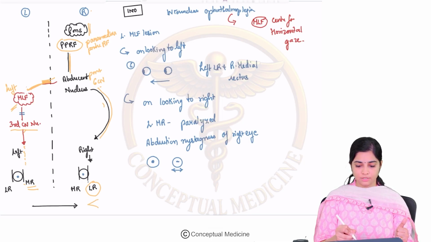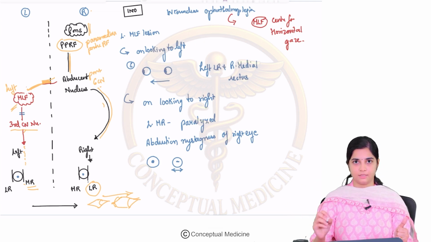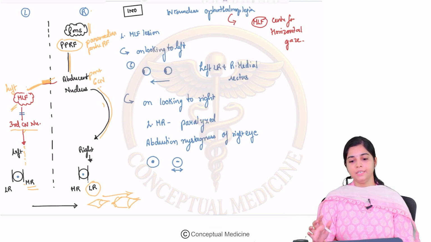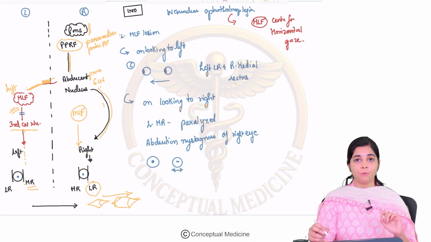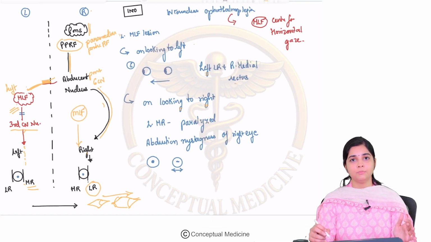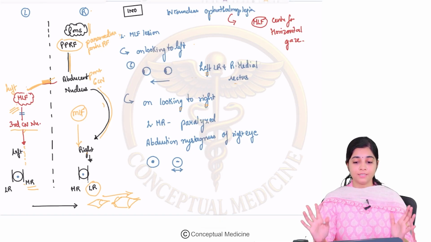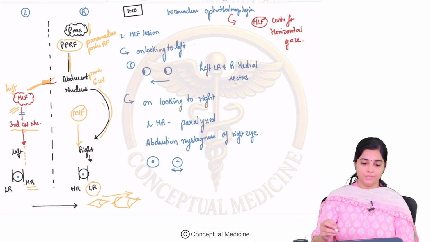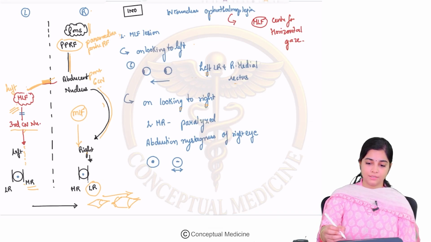So, finally, what is the result? You're going to look towards your right side. So, this is very, very clear. Now, let us understand what is this internuclear ophthalmoplegia. Internuclear ophthalmoplegia happens whenever there is a damage to the MLF.